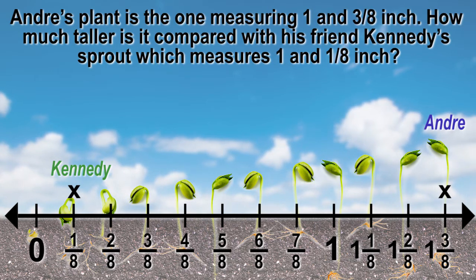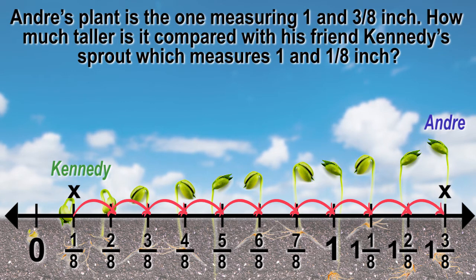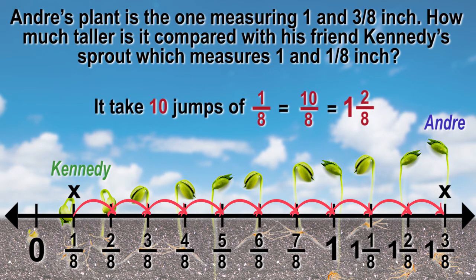In order to find the difference, we can count how many jumps or how many eighths we need to go to get from 1/8 to 1 3/8. It takes 10 jumps or 10 eighths to get from 1/8 to 1 3/8.